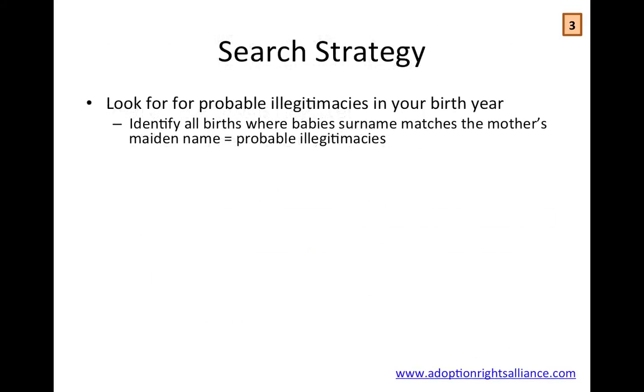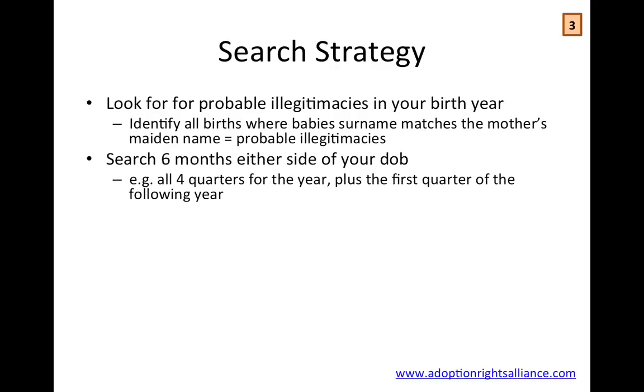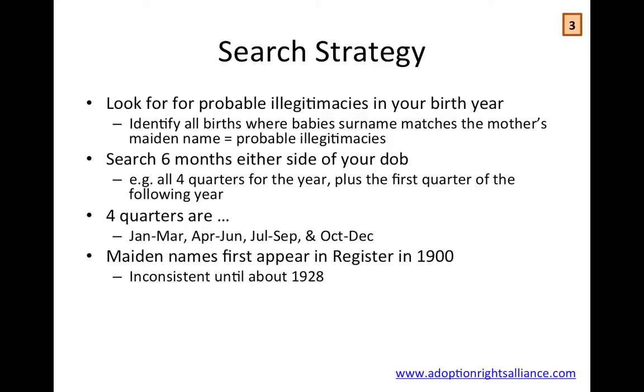The search strategy is to look for probable illegitimacies in your birth year, identify all births where baby's surname matches the mother's maiden name, and that is indicative of probable illegitimacies. You should search 6 months either side of your date of birth, all 4 quarters for the year, plus the first quarter of the following year. The quarters are January to March, April to June, July to September, October to December.